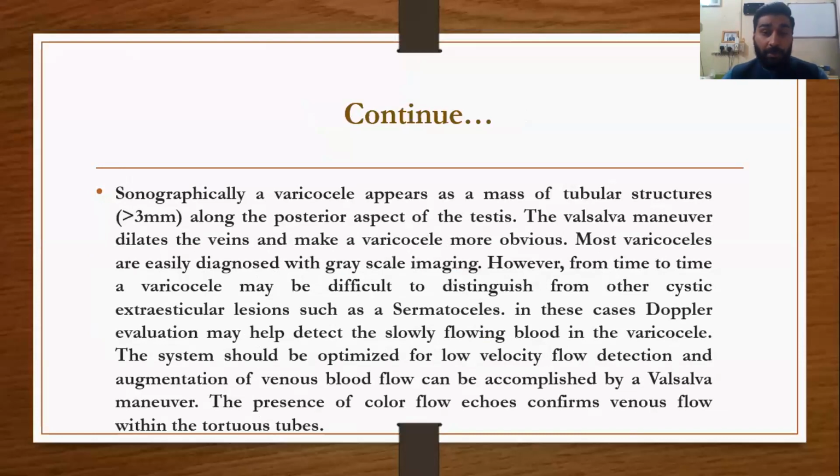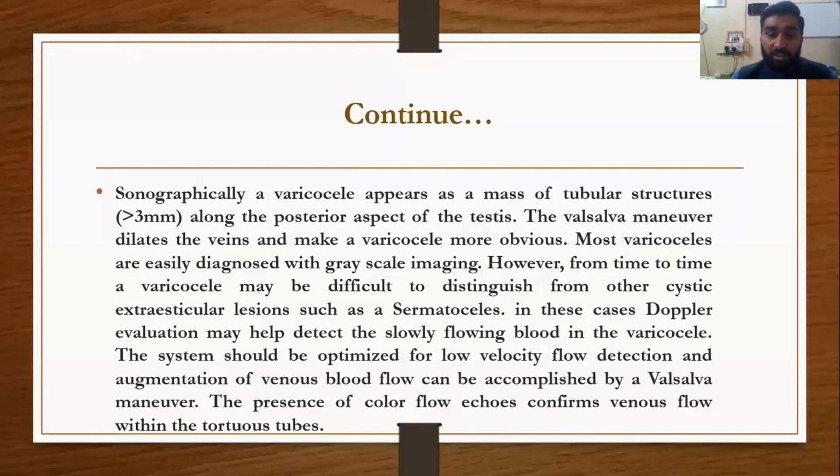Sonographically, a varicocele appears as a mass of tubular structures of more than 3 mm in anteroposterior diameter along the posterior aspect of the testes. The Valsalva maneuver dilates the veins further and makes the varicocele more obvious and prominent. Most varicoceles are easily diagnosed with grayscale imaging. However, from time to time, a varicocele may be difficult to distinguish from other cystic extratesticular lesions such as spermatoceles.